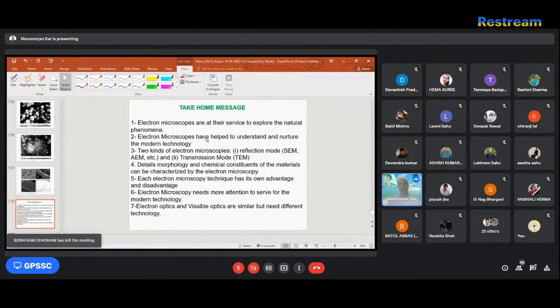Each electron microscopy technique has its own advantage and disadvantage, and I did not get the time to go through them exactly. Electron microscopy needs more attention to serve modern technology, because we showed a 200 kV TEM, but its resolution is 0.02, whereas it is supposed to be 0.0002 or 0.0001. But due to technological difficulty, we are unable to do that. Electron optics and visible optics are similar, but need different technology.